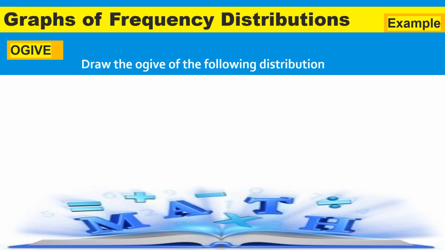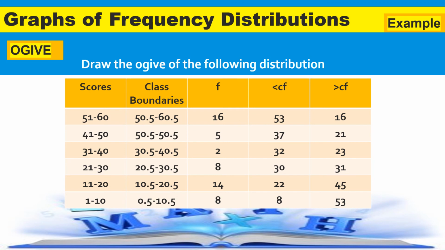So for example, draw the ogive of the following distribution. We have the scores from the example of the histogram, and then added are the less than cumulative frequency and then the greater than cumulative frequency. In finding the less than cumulative frequency, we start from the lowest score and then we add the frequencies up until we get the total number.